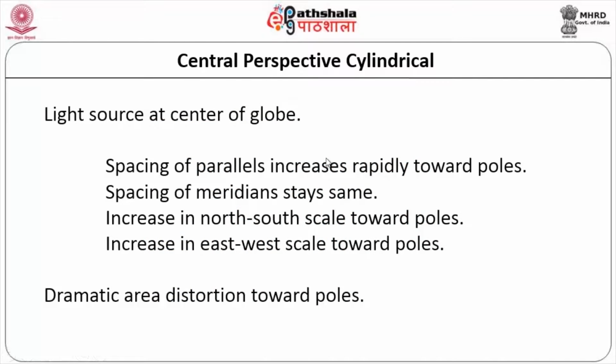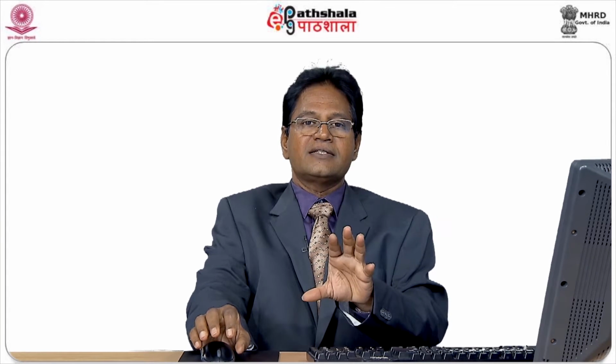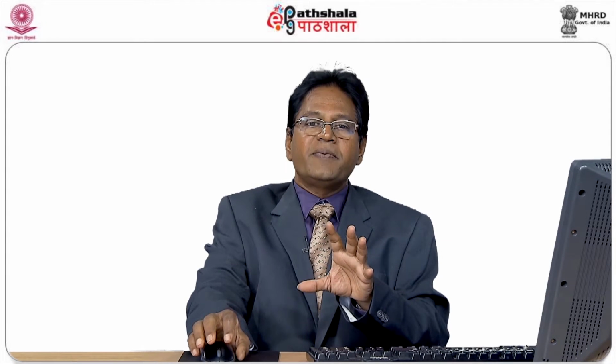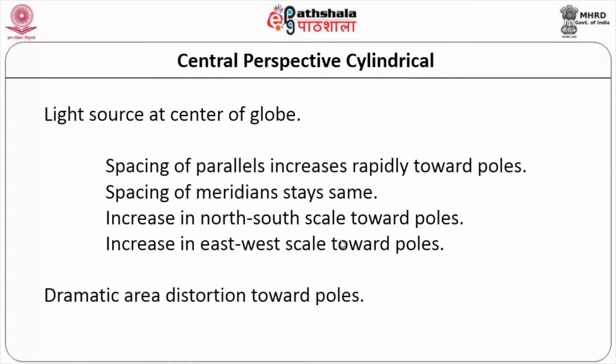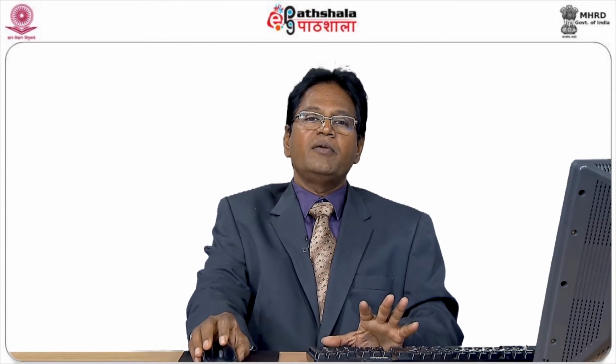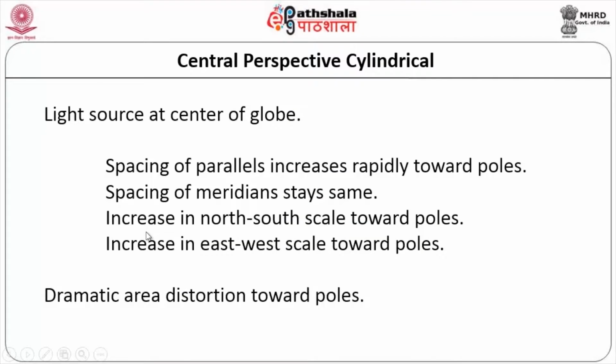Central perspective cylindrical projection, the projection being the central perspective, the center of that. So, as I was saying, the light source is at the center of the globe. That is nothing but your, say, conformal projection, where the spacing of parallels increases rapidly towards the poles, because when you are moving away from the equator, the light comes like this from the center, even in the case of your tangent, then it will go like this. So, obviously the spacing or the variation will be there with respect to the latitudes. So, the spacing of parallels, otherwise the latitudes, increases rapidly towards the pole. Fortunately, you will find the meridians will again maintain the equidistance, that will be equal in distance.